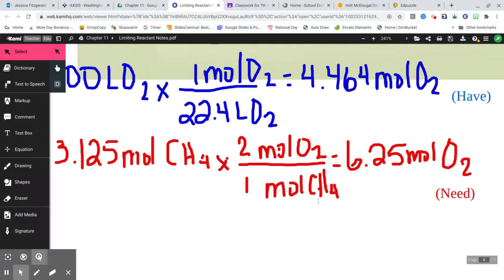Okay, so I labeled this one as need. So let's compare our oxygen here. I have 4.46 moles of oxygen. I'm going to need 6.25 moles of oxygen. Do I have more or less than what I need? I have less. So that means that oxygen is going to be your limiting reactant.